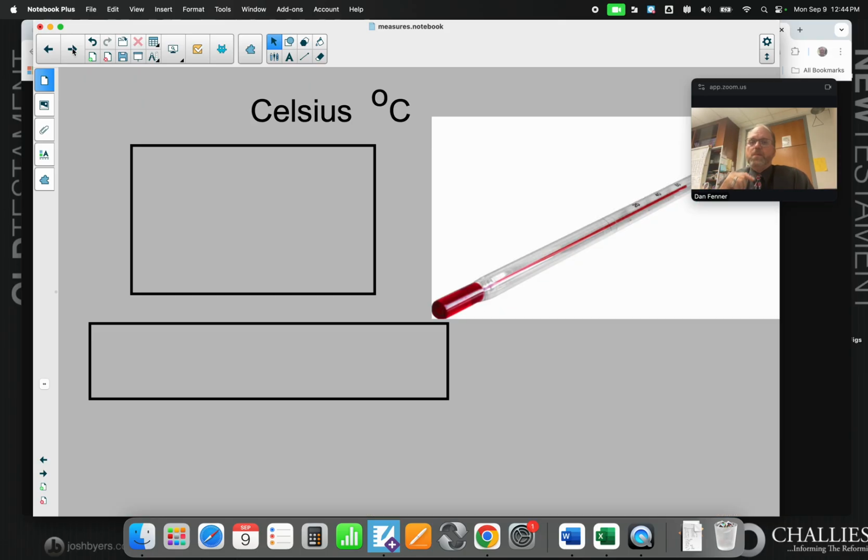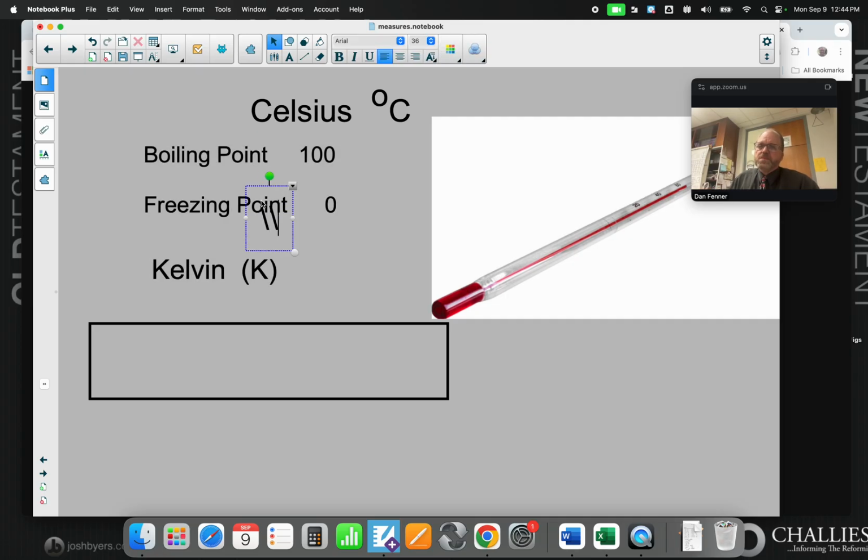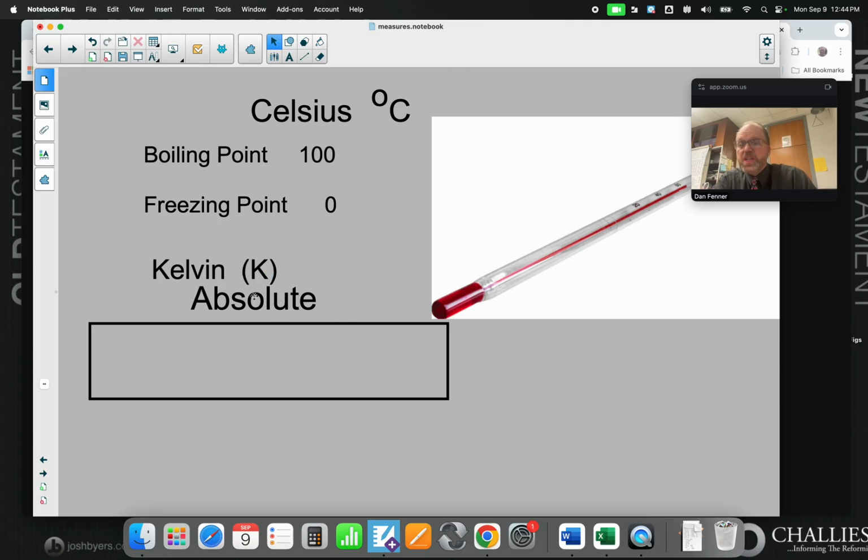All right, now for Celsius. Celsius is a unit for thermometers, for temperature. We're going to use, boiling point is 100 degrees, freezing point is 0. We have a scale that we can use, which is Kelvin. Now, Kelvin is an absolute scale. What does that mean? It starts at 0.